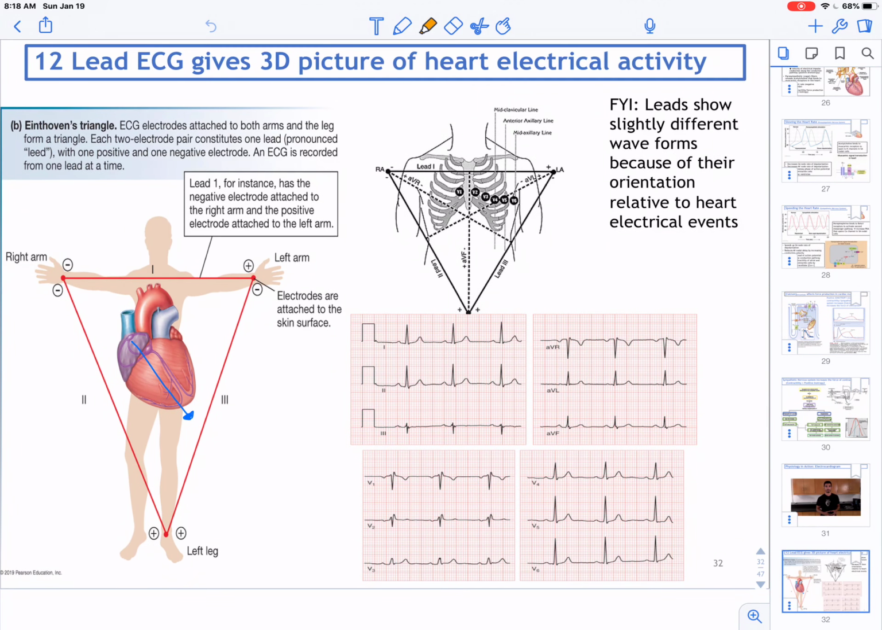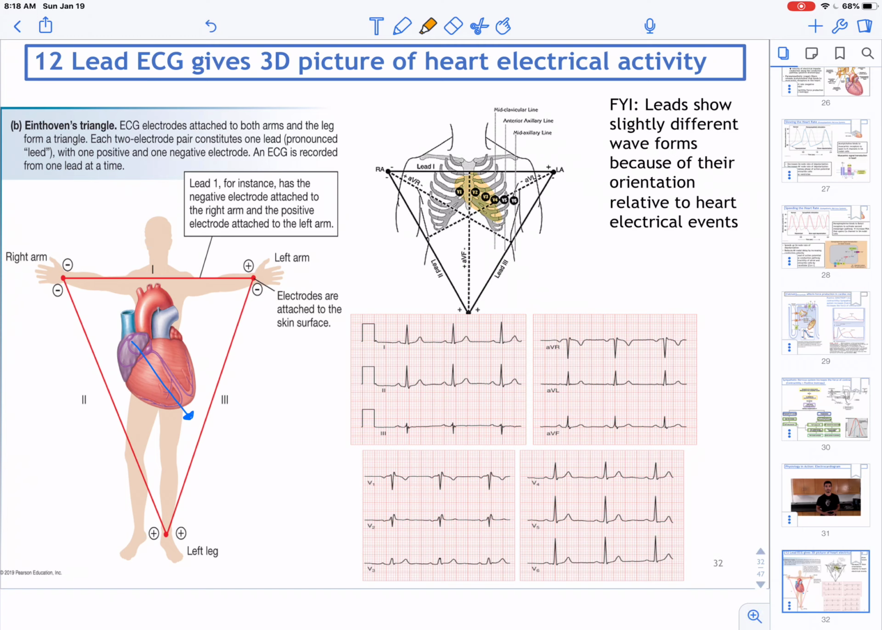So this shows you the setup of the recording electrodes for the 12-lead ECG, which is the typical ECG that gives you a perspective of the electrical activity of the heart. And remember, the heart sits in the thoracic cavity with an orientation that is somewhat like this.